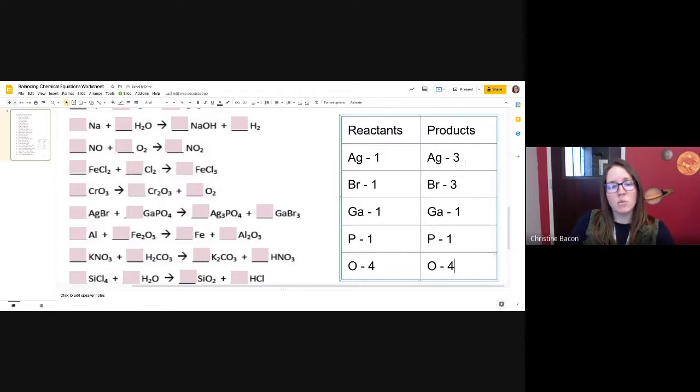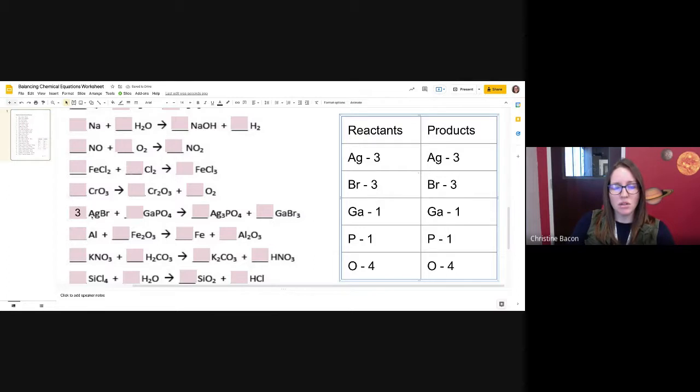So let's start with gold, just because it's in alphabetical order. So gold, we have 3 products and 1 reactant. So let's go ahead and add a 3 right here to bring us up to the same level. So all we have to do is say 3 times the 1 gold is 3. And we have 3 gold. And also 3 times the 1 bromine is 3 bromine. And look at that. It seemed complicated, but it wasn't.